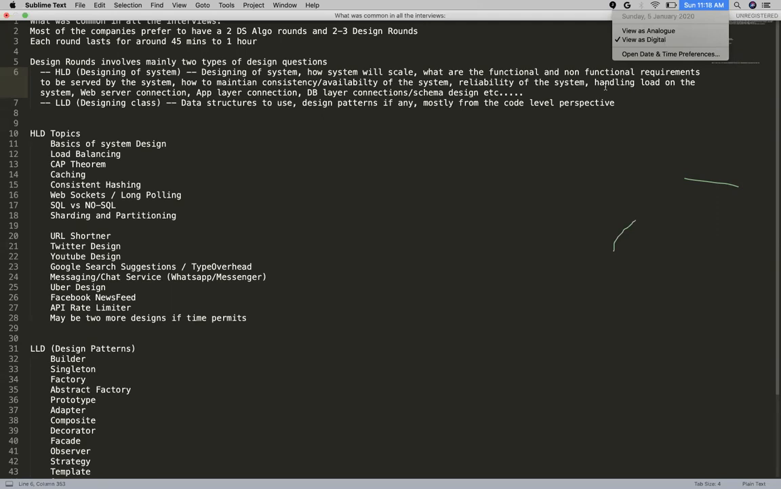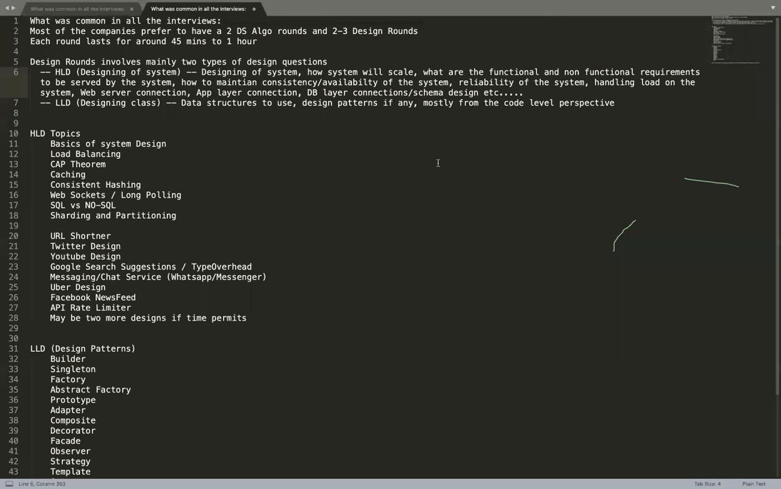Okay, cool. What about when we have requirements like functional and non-functional? Will that classification be part of the HLD or LLD? It will be part of HLD. Here I have mentioned what the functional and non-functional requirements to be served by the system are. That will be part of HLD.